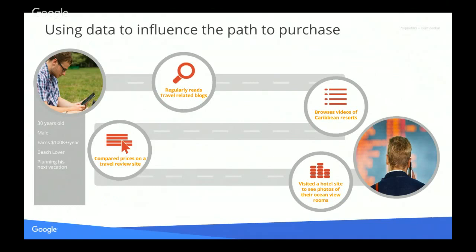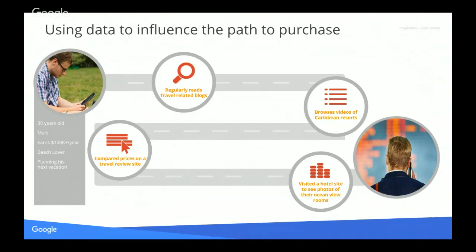Alex is a 30-year-old male, a beach lover, and is planning his next vacation. He might begin his planning by looking up beach photos across different destinations. Next, he may read some related travel blogs. Based on how recently and frequently Alex researches, we could classify him as a travel enthusiast. Interested advertisers can begin to influence Alex's decision at this moment.